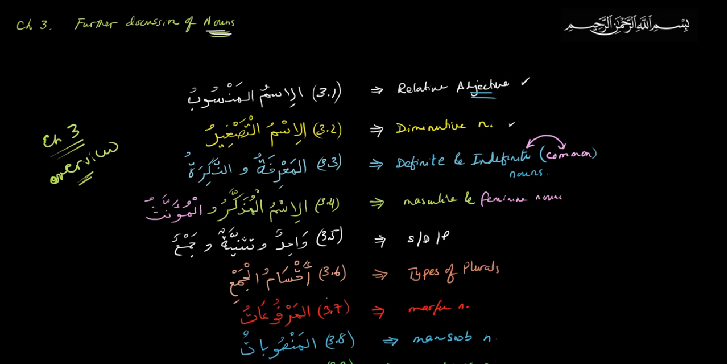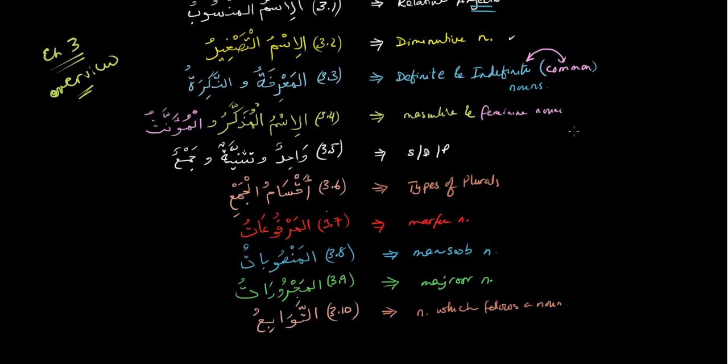Okay, so we should continue with our chapter 3, which is all about nouns. So far, we talked about al-ism al-mansub, the relative adjective, and ism al-tasghir, the diminutive nouns, al-ma'rifatu wa-nakira, the definite and indefinite nouns, al-ism al-mudhakkar wa-mu'annas, the masculine and feminine nouns. And we talked about wahid, tasniya, jama, and then in the last section we talked about the various different types of plurals.